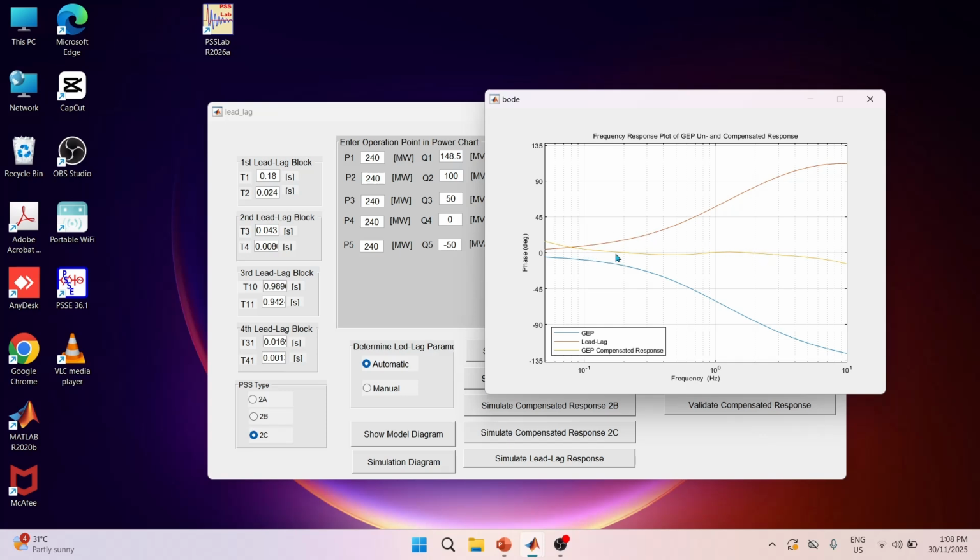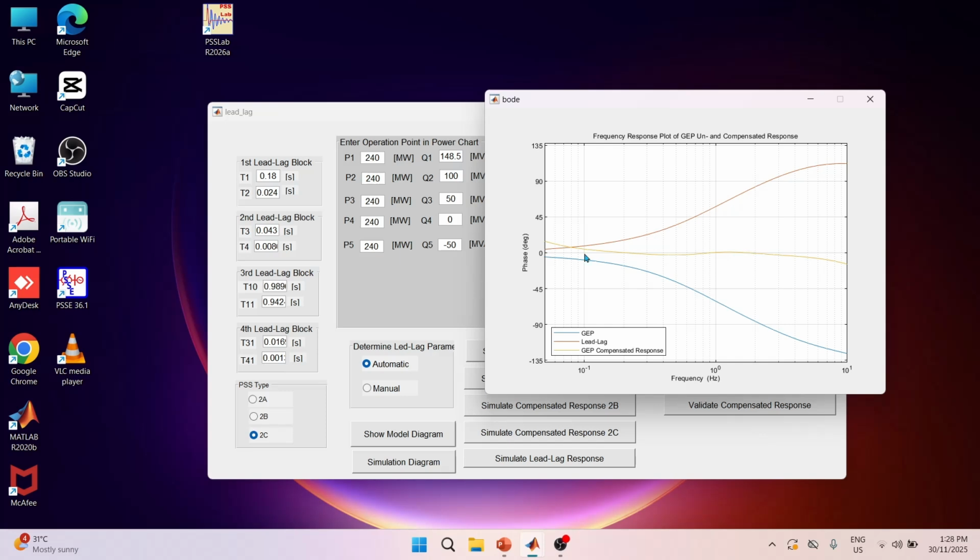Between 0.1 and 3 Hz. And if we set the criteria that it shouldn't exceed plus minus 10 degrees, we can see that this criteria is fulfilled from approximately 0.06 Hz to almost 8 Hz. To conclude, the phase response of the lead lag blocks is simulated in a way to shape the compensated curve around the zero along the entire frequencies of interest.